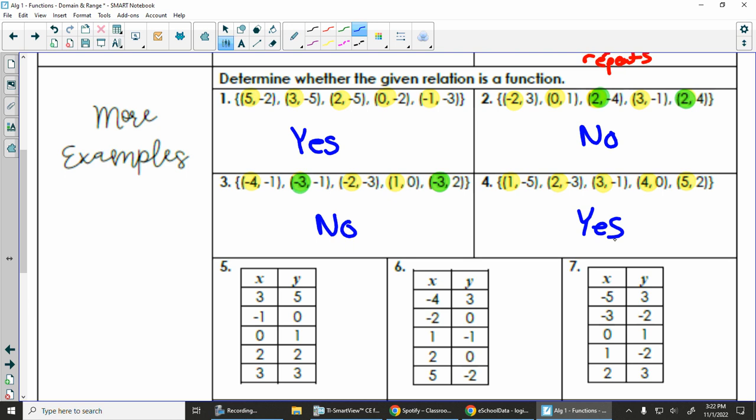It's that simple. Now that's the definition of what makes a function, but they can show you this data in different ways. So here they listed these numbers as ordered pairs. They could show it to you as a table, which we're going to see next, or in a mapping diagram, which we'll see after that. So I'm going to do 5, 6, and 7 for you, and then I would pause the video and you try 8, 9, and 10.